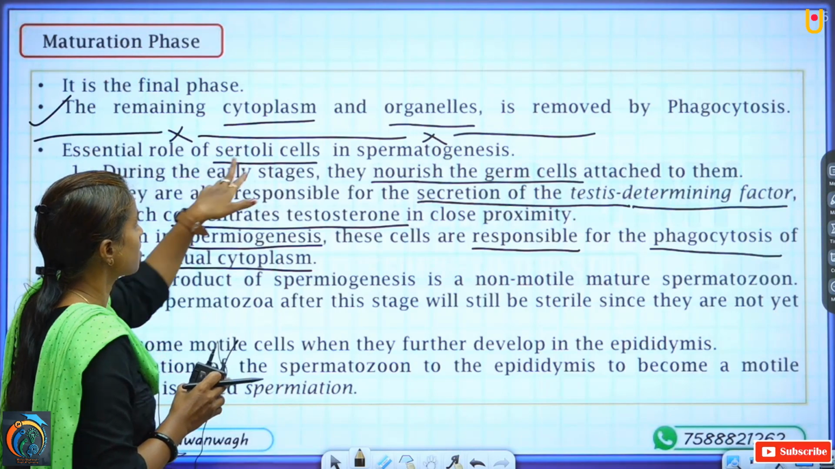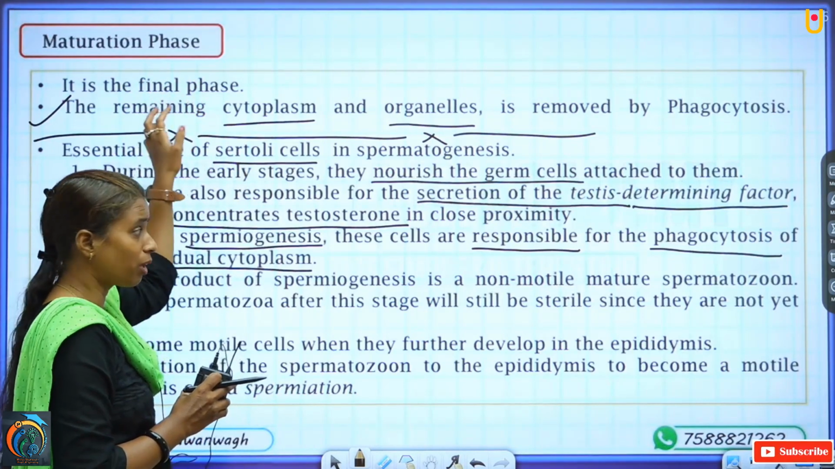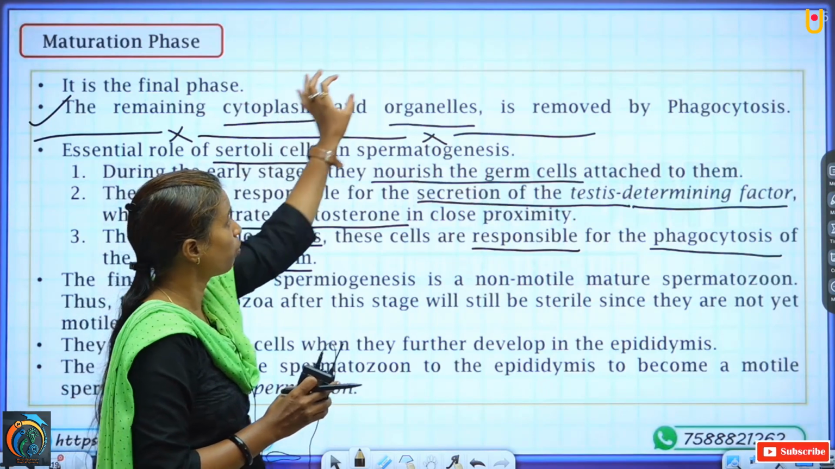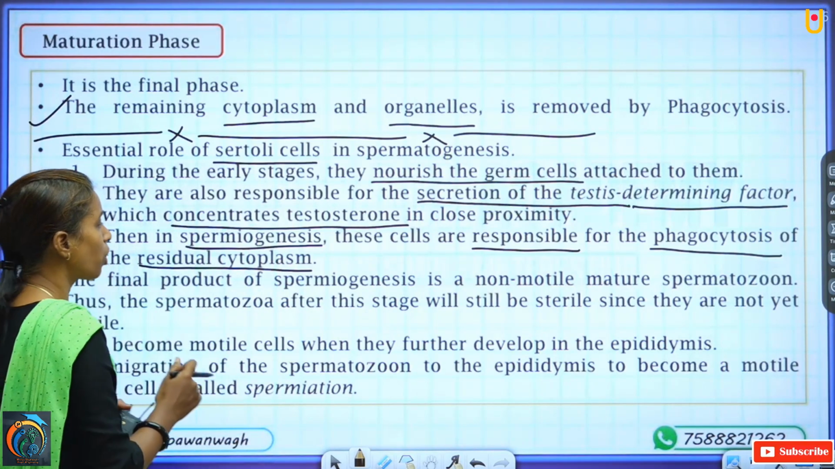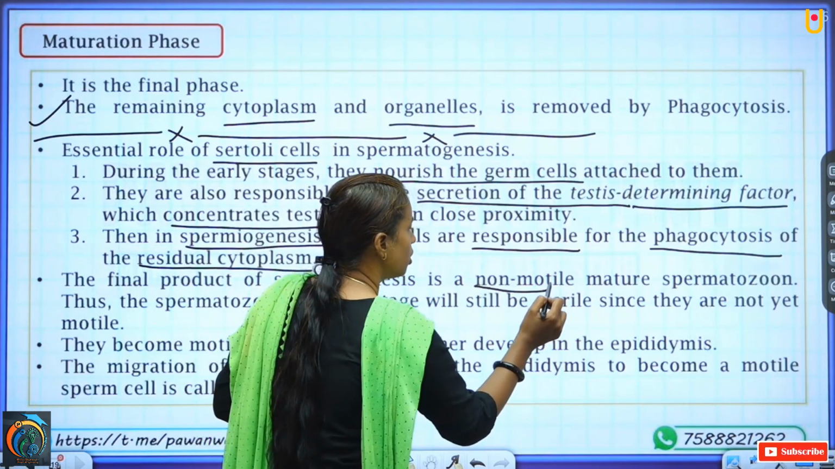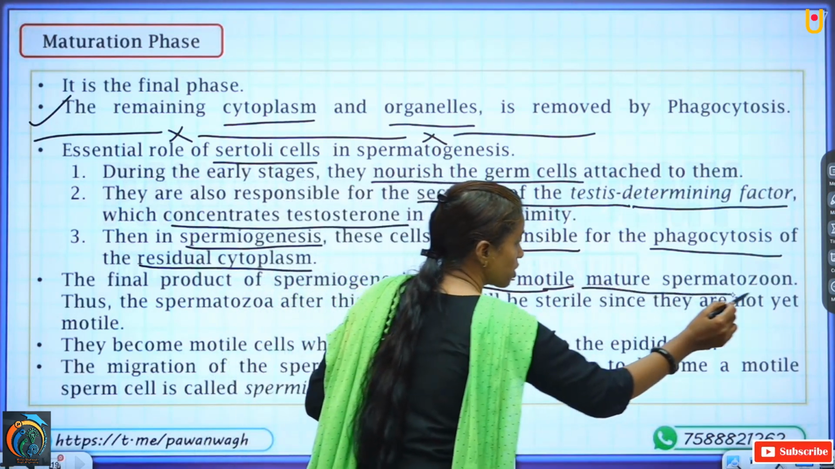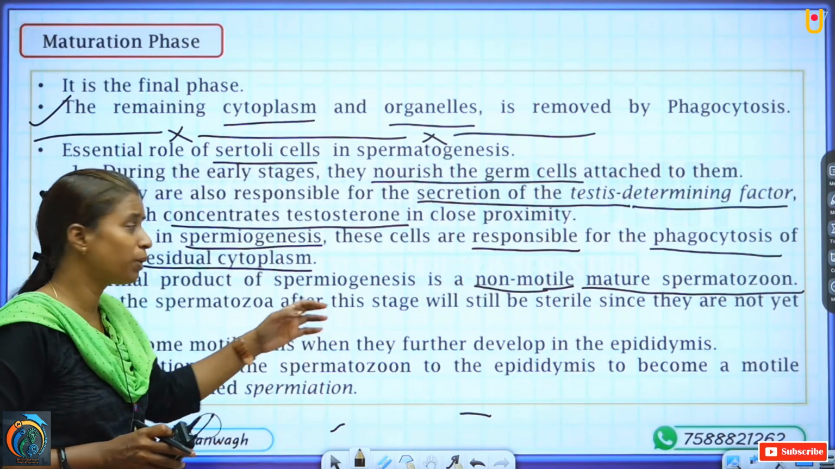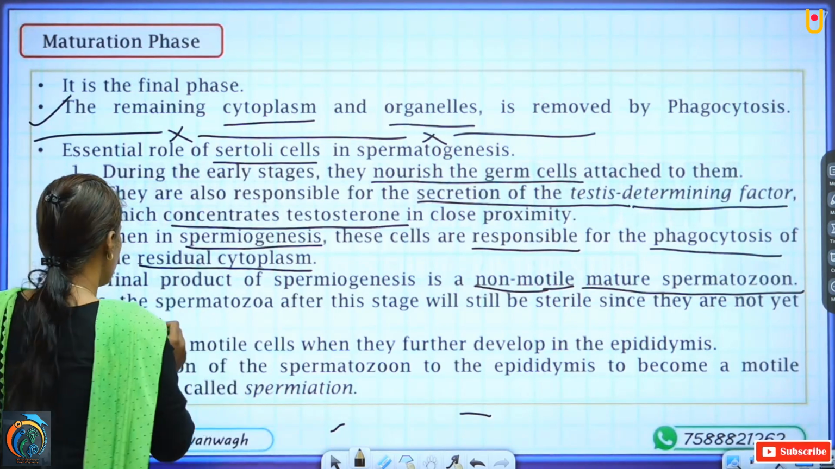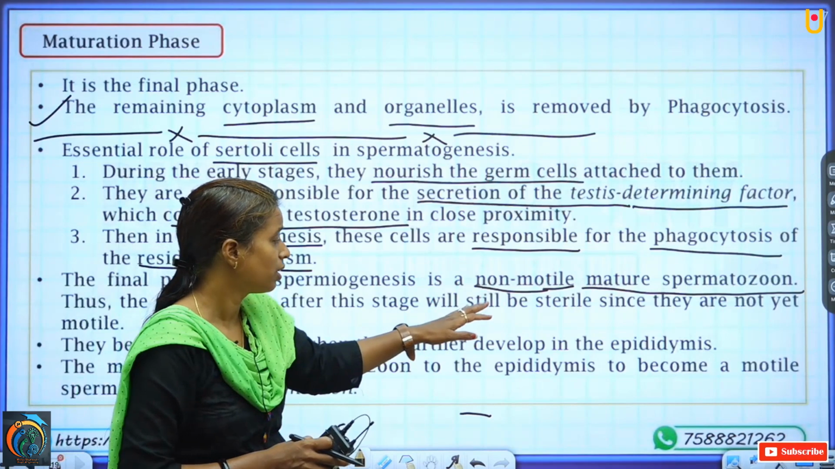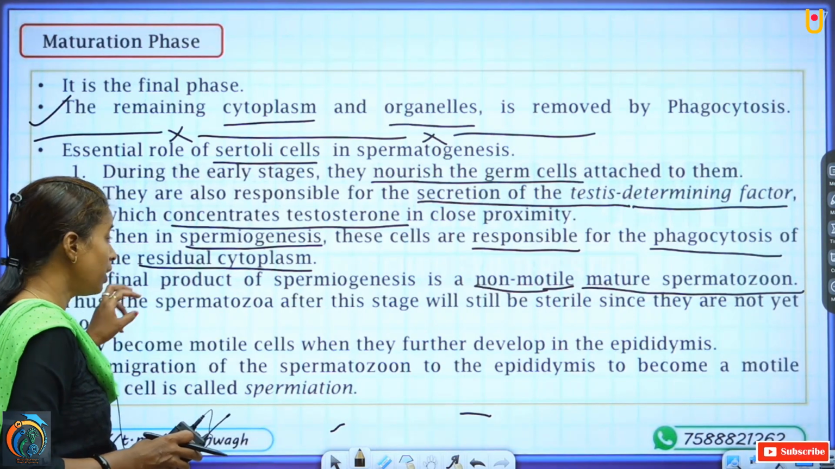See here, what are these Sertoli cells doing? They are only helping in the maturation phase of spermiogenesis to remove cytoplasm and other organelles by the process of phagocytosis. And the final product of spermiogenesis is a non-motile mature spermatozoa. But when will it become motile? See here, the spermatozoa after this stage will still be sterile since they are not yet motile. Now they are not yet motile, but when will they become motile?